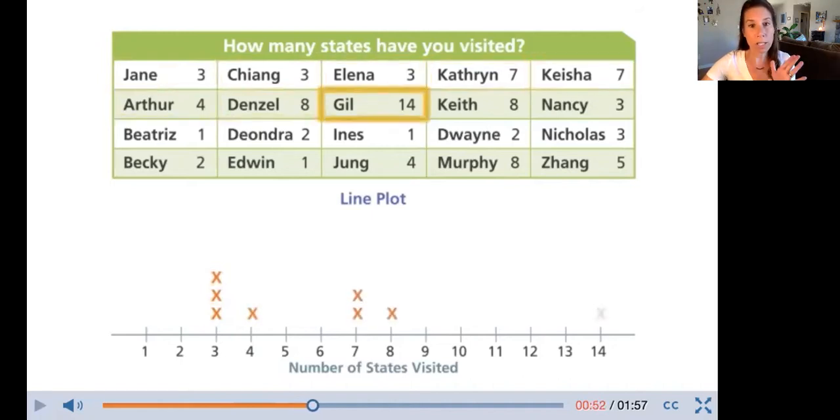Okay, so I want to clarify this really quick. If you look at this X right here, this means one student visited 8 states. Okay, so 2 students visited 7 states. Okay, let's keep going.